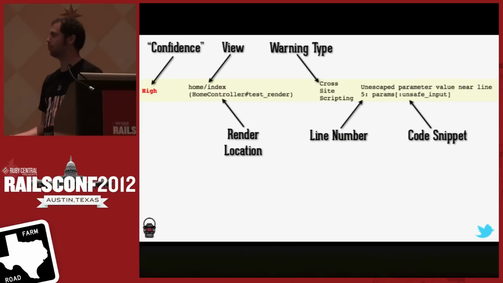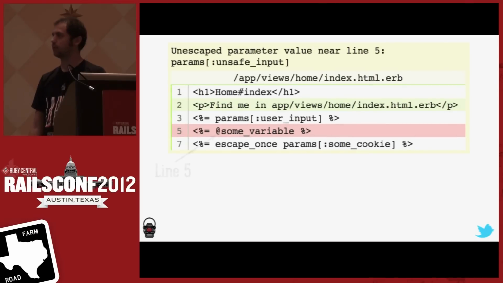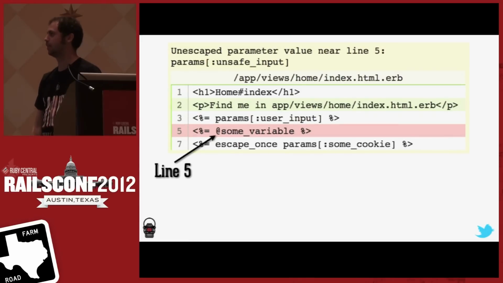So in the HTML report, if you click kind of where it says unescaped parameter, the code there will kind of expand out like this. You can see, okay, unescaped parameter value, this is a Rails 2 application. Here's the parameter, but if we look at line 5, that's actually not what's there. So that's kind of weird.